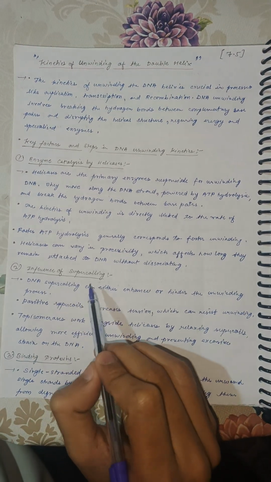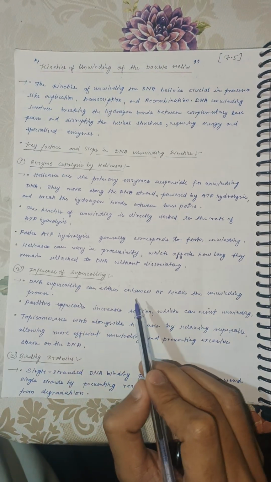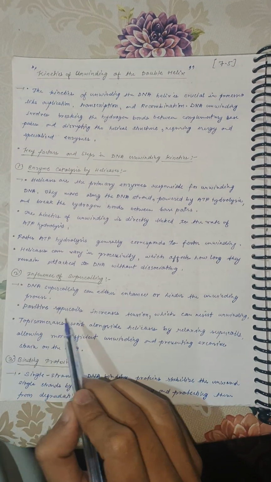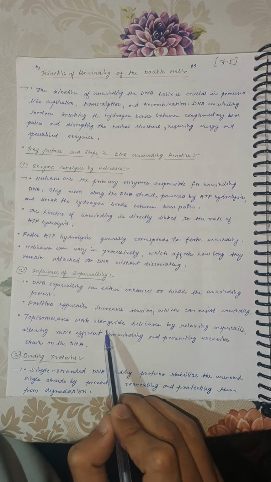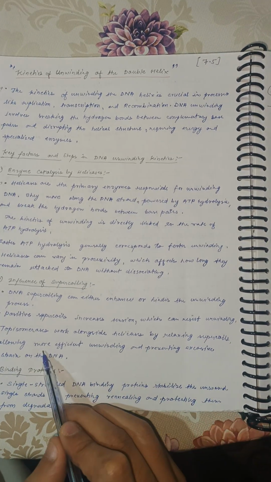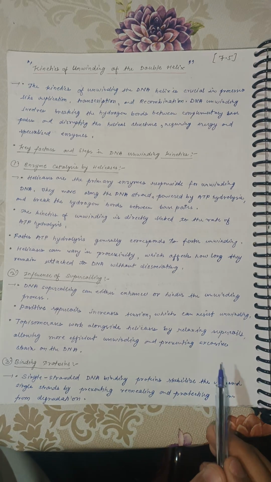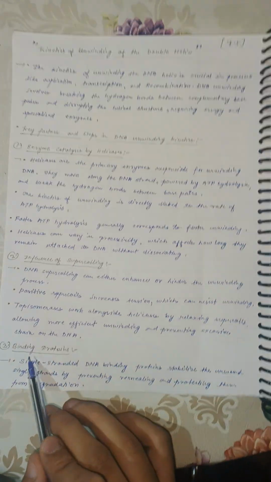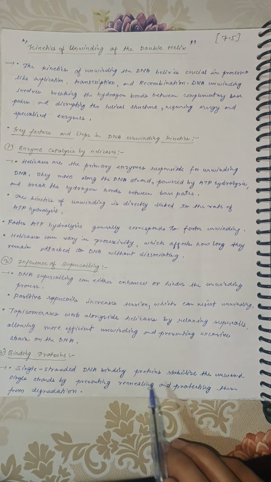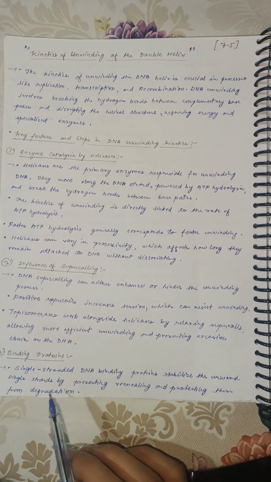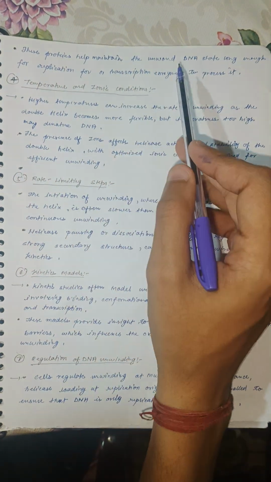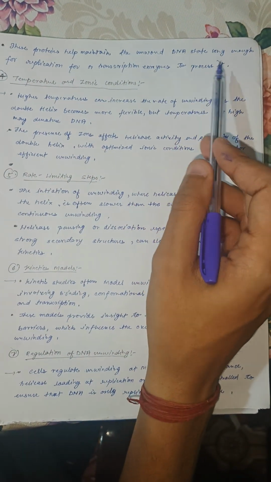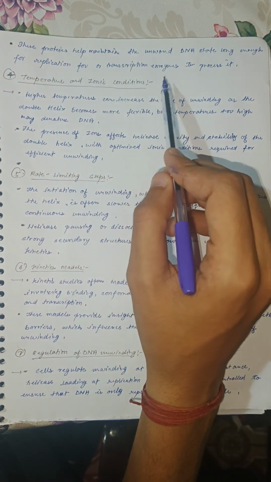Second one is influence of supercoiling. DNA supercoiling can either enhance or hinder the unwinding process. Positive supercoils increase tension, which can resist unwinding. Topoisomerases work alongside helicase by relaxing supercoils, allowing more efficient unwinding and preventing excessive strain on the DNA. Third one is binding proteins. Single-stranded DNA binding proteins stabilize the unwound single strands by preventing reannealing and protecting them from degradation. These proteins help maintain the unwound DNA state long enough for replication or transcription enzymes to process it.